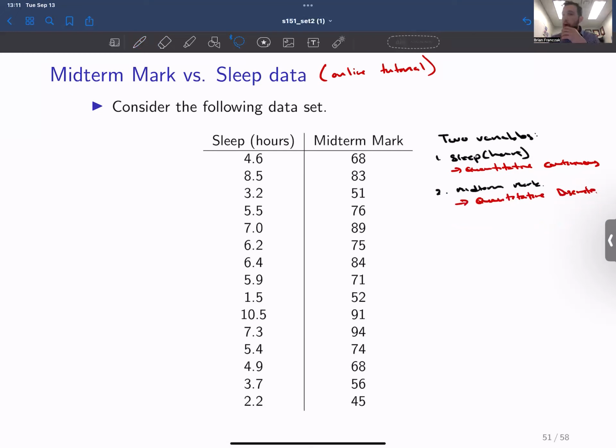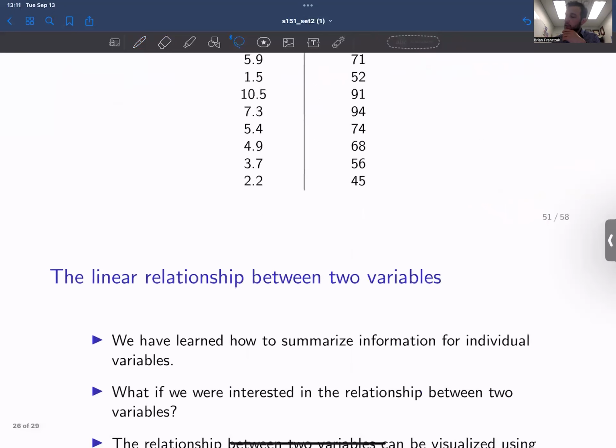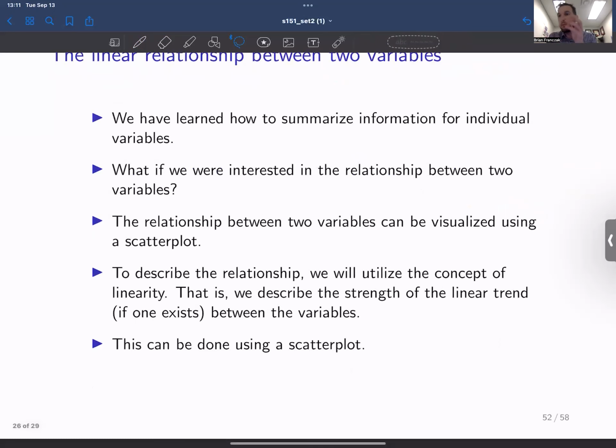Now, what if we were interested in actually visualizing the relationship between both variables at the same time? Well, to do this, we're going to use what is called a scatter plot. And to interpret the scatter plot, we are simply going to describe whether or not the relationship is linear and the direction that that relationship is heading, so whether it is positive or negative with respect to its linearity.